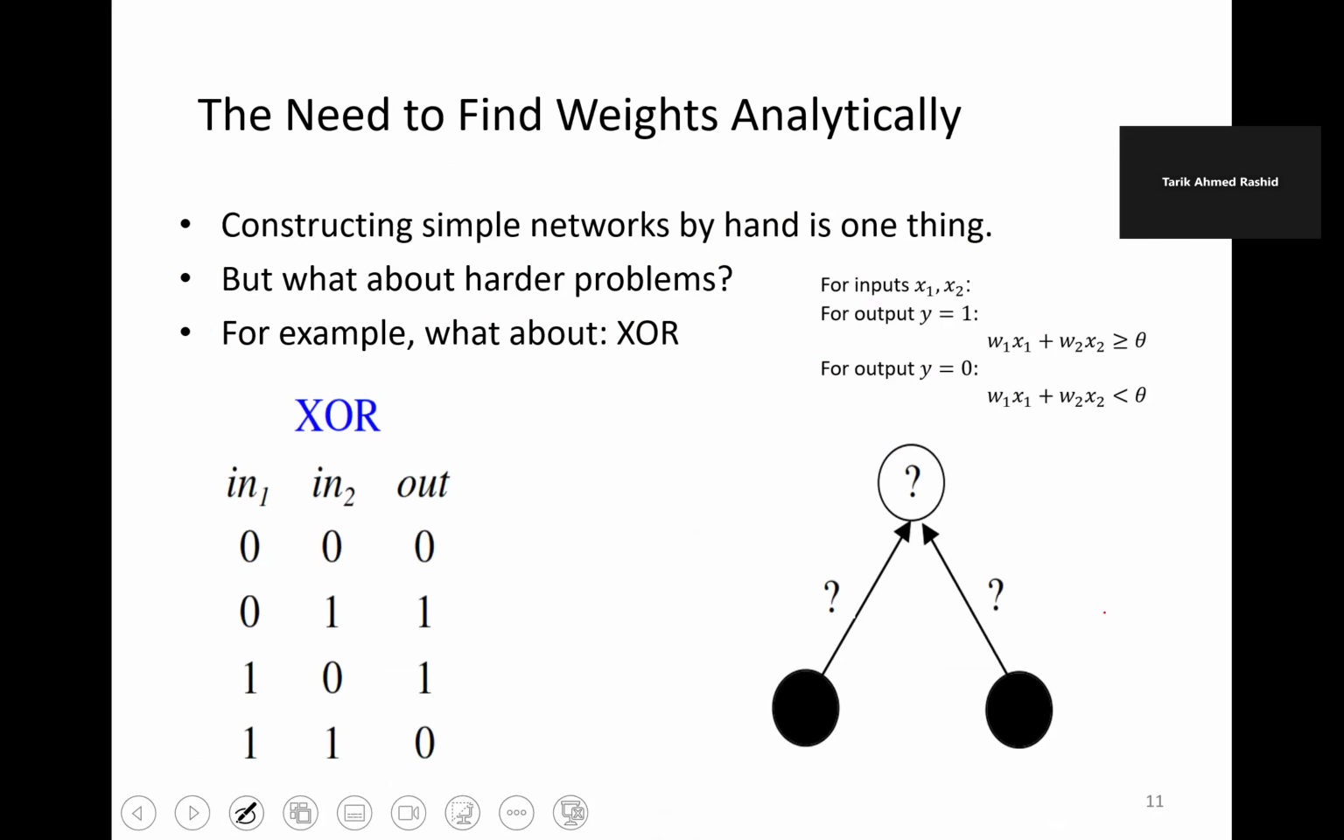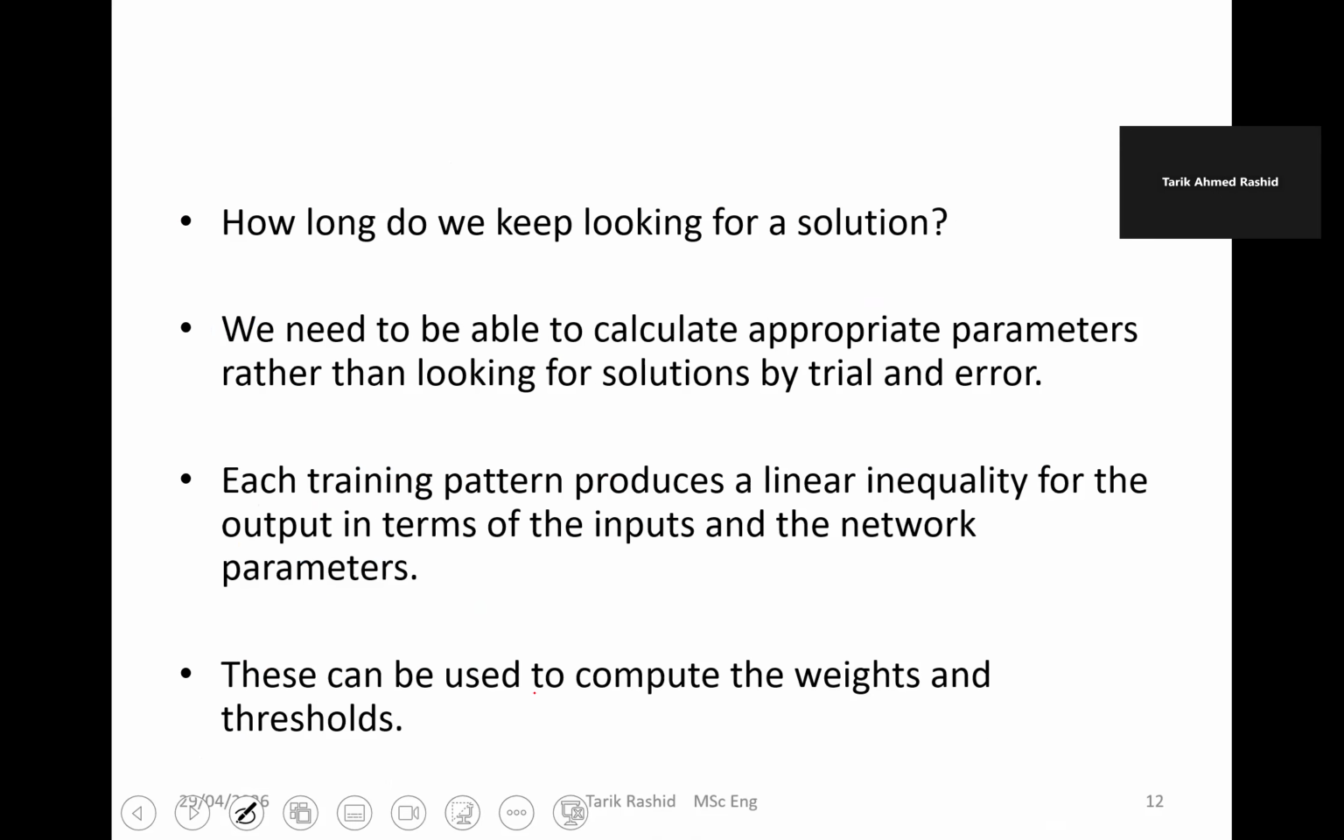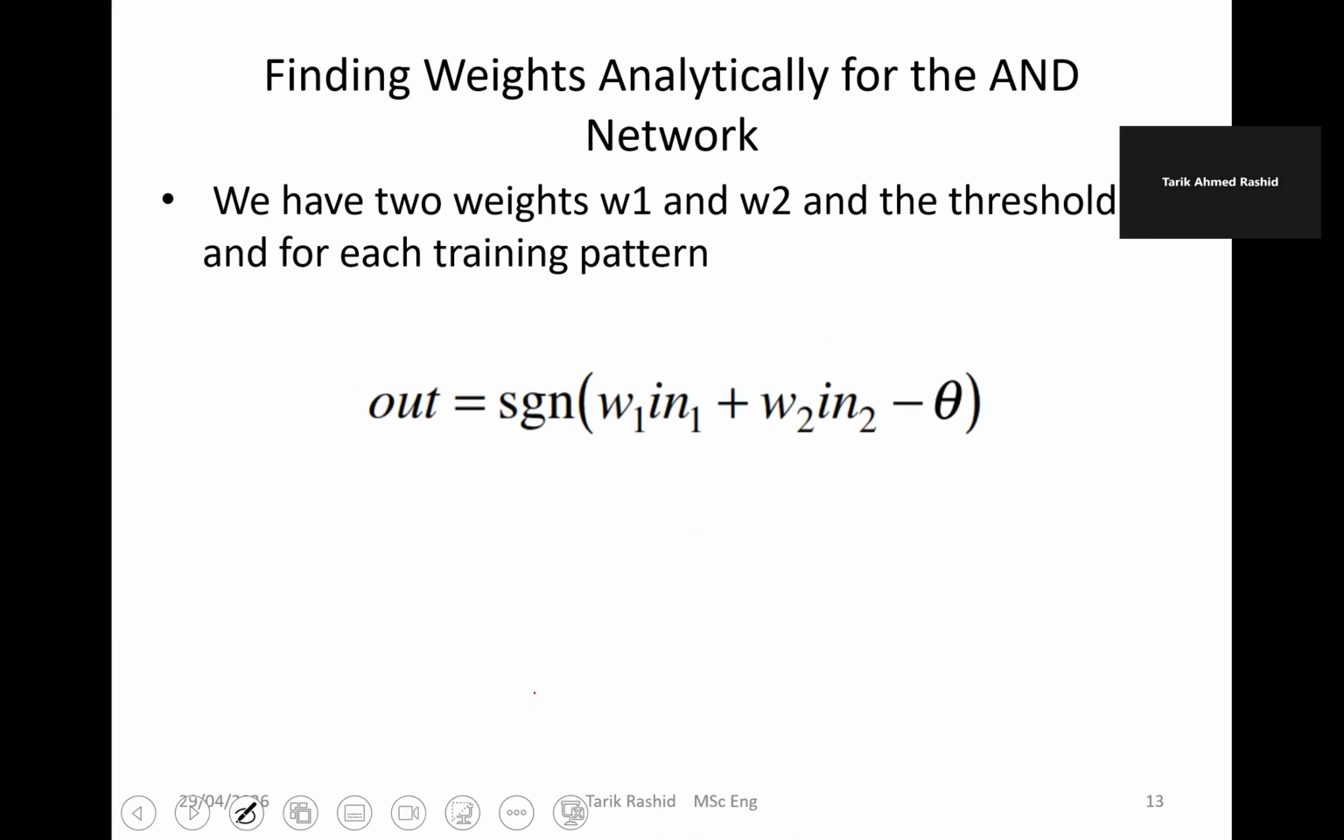Now let's do XOR. XOR is difficult because 0, 0 gives you 0, 0, 1 gives you 1, 1, 0 gives you 1, 1, 1 gives you 0. So this is kind of difficult to do. And I will tell you why, because there is a problem. You can't have a compatible equation for this one.